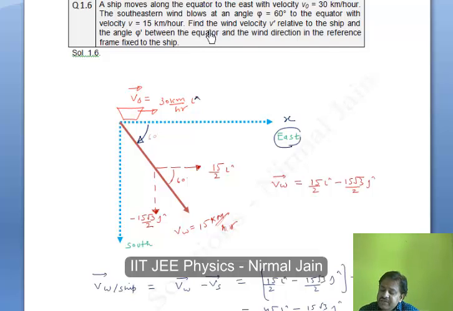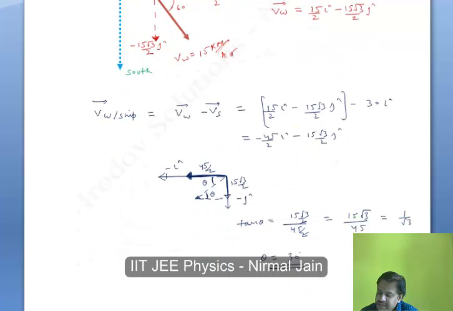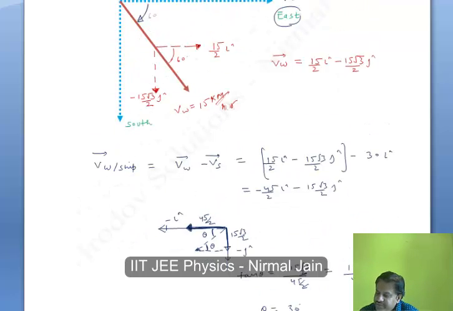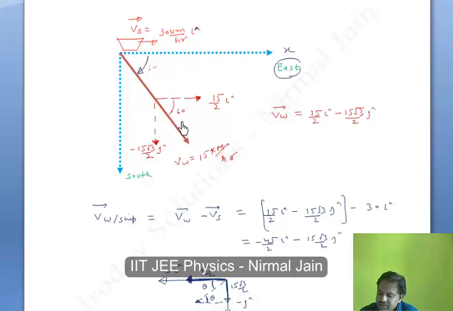Now what we have to find is the wind velocity v dash relative to the ship. So simply we have to find the velocity of wind with respect to ship. The velocity of wind with respect to ship will be the velocity of wind vector minus the velocity of ship vector. Velocity of wind can easily be resolved into its components.